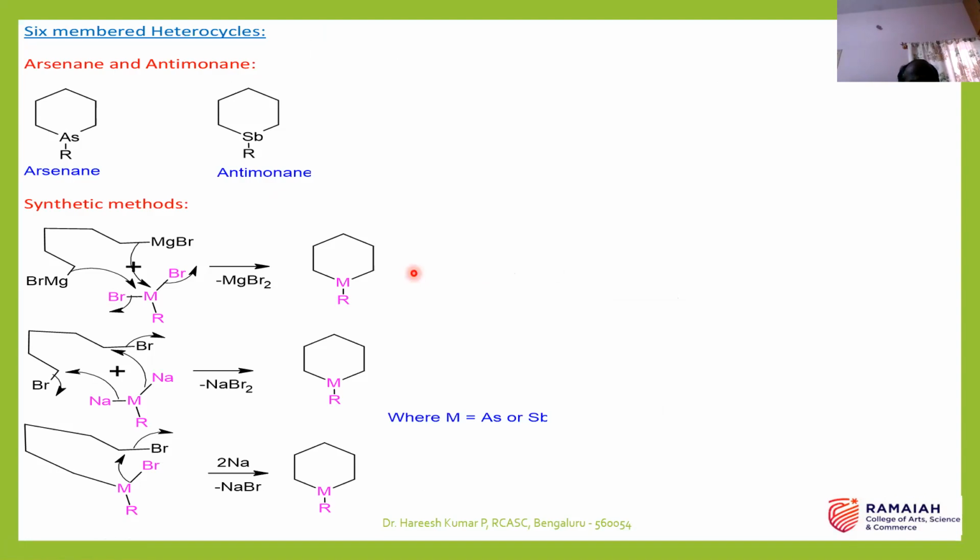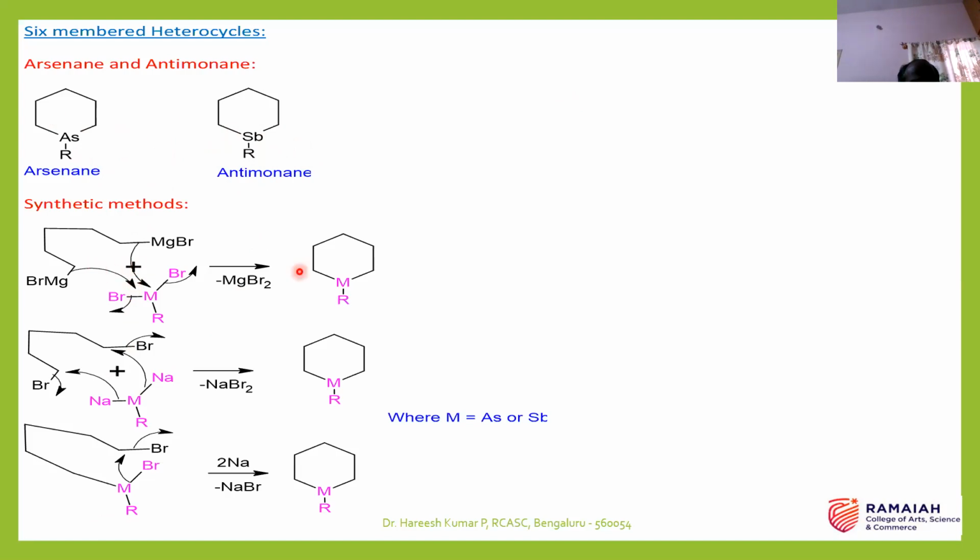Okay, so last class we were discussing the six-membered heterocycles, more particularly saturated heterocycles. Suppose the heteroatom is arsenic, then it's called arsenane. Suppose the heteroatom is antimony, then it's called antimonane. So the general methods of preparation of these saturated heterocycles containing arsenic and antimony are these.